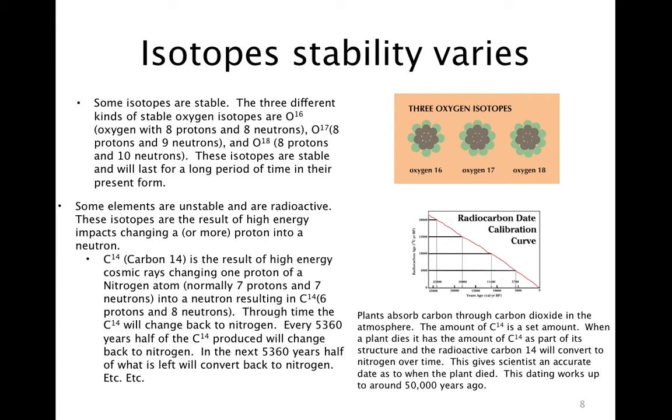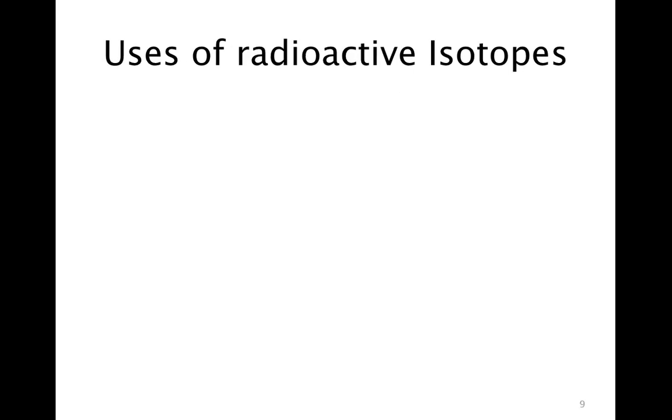What we can do is take a sample of that tree, analyze it, and determine how much C-14 is in it. With that, you can determine the age at which the tree died. There are some limitations with this. This dating only works up to about 50,000 years ago. It's what we call radiometric or radioisotopic dating.